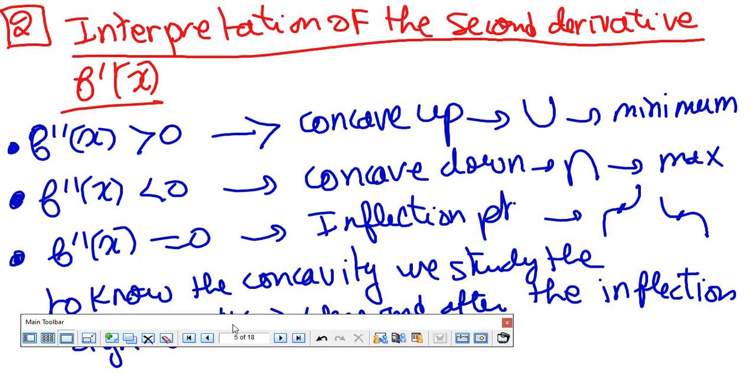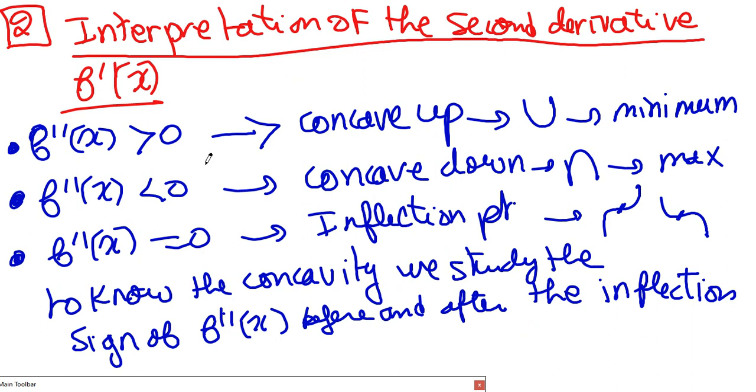Let's move now to part 2. What is the interpretation of the second derivative f double prime of x? Why sometimes do we need to do the second derivative? The second derivative helps me to find the concavity of the function. And also it helps me to find something called an inflection point. First of all, if you do, for example, f prime of a point, and the answer is 0, it means I know that at this point it's concave up or it's a minimum.